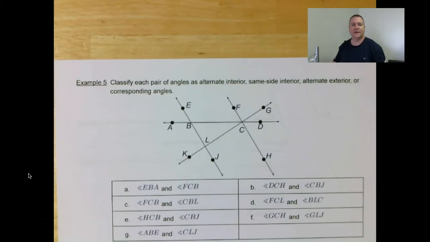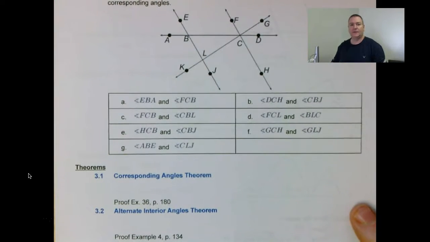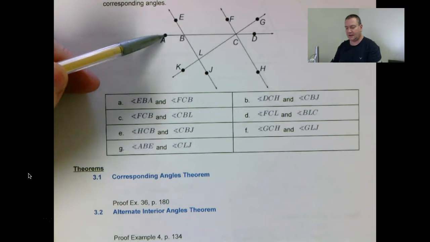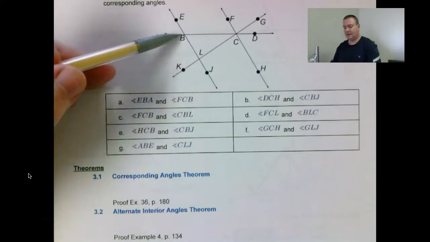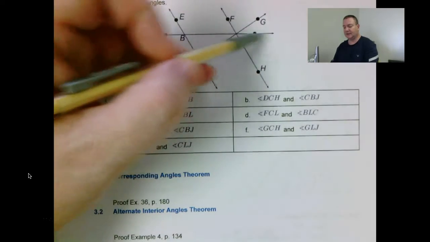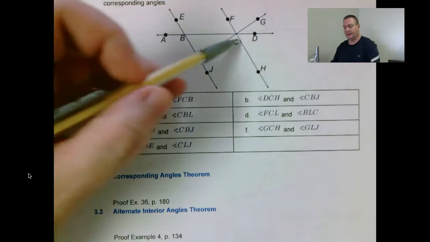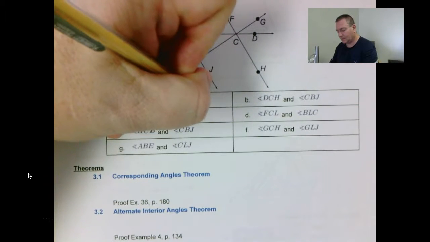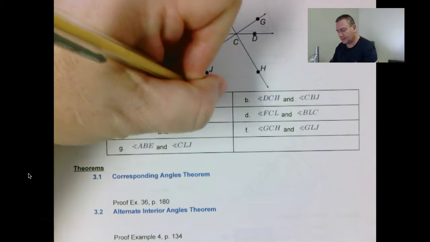Classify each pair of angles as alternate interior, same side interior, alternate exterior, or corresponding angles. Okay. So EBA and FCB, the transversal is AD. They're both in the upper left-hand intersection of that transversal. They are corresponding angles.